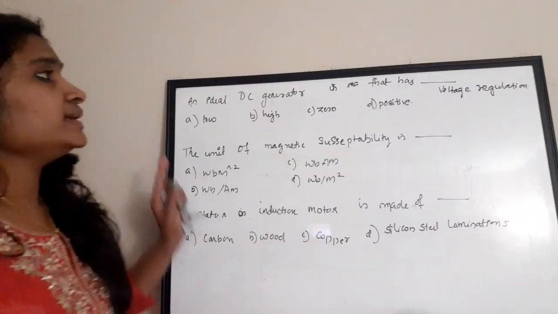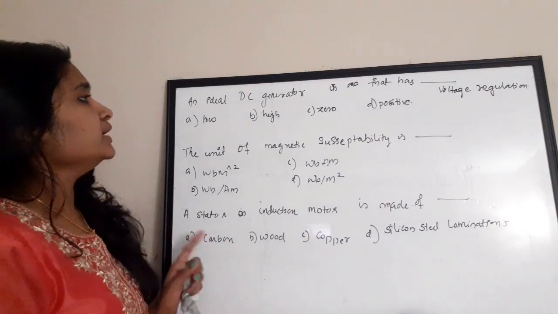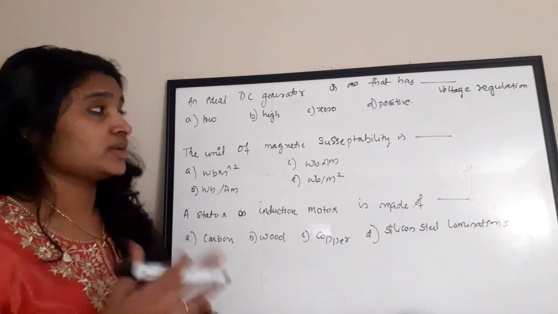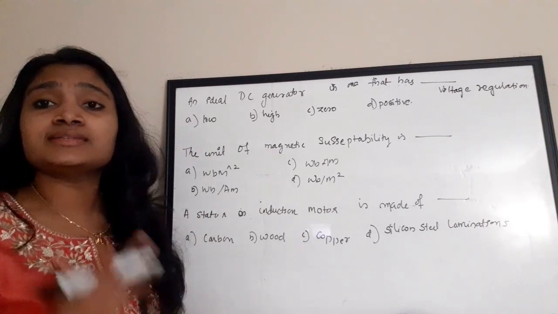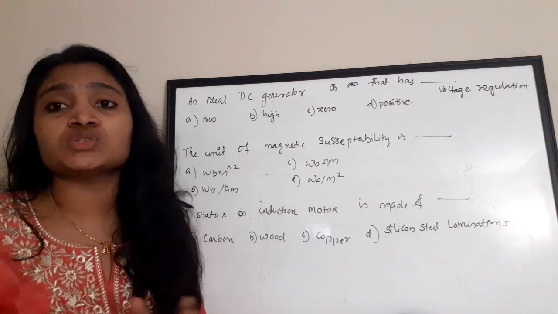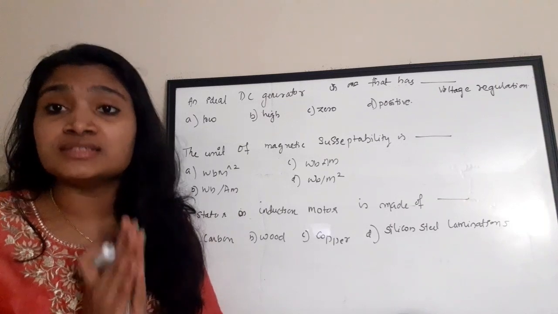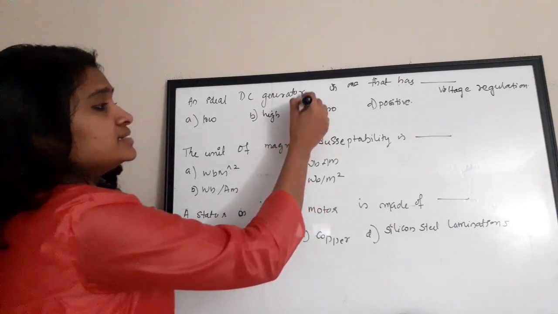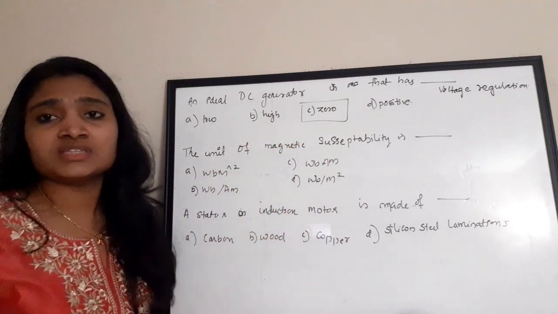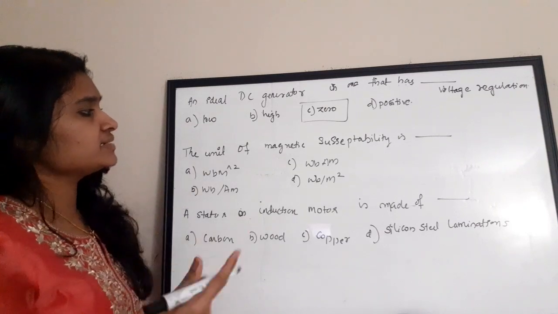Okay. An ideal DC generator is one that has dash voltage regulation. A low, B high, C 0, D positive. An ideal DC generator doesn't have any voltage drop from inside to the load, or any voltage drop in general, and for an ideal DC generator there is zero voltage regulation. Correct answer is option C. Since it doesn't have any voltage drop, it doesn't require voltage regulation, so voltage regulation is considered to be zero. Option C is the correct answer.